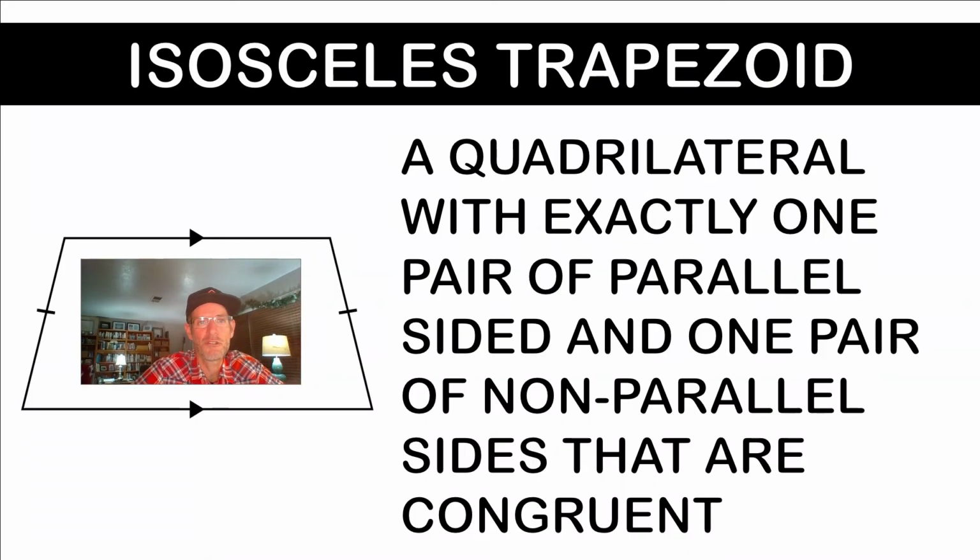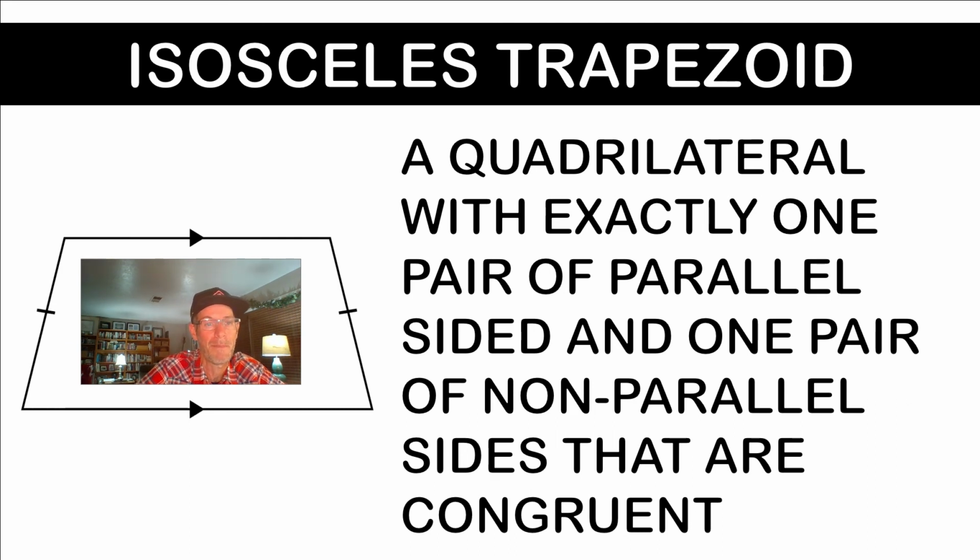An isosceles trapezoid is also not a parallelogram. As you can see, the top has an arrow and the bottom has an arrow showing that there is a pair of parallel sides, but both pairs of opposite sides are not parallel because the one on this side and the one on this side, those aren't parallel. So an isosceles trapezoid is a quadrilateral with exactly one pair of parallel sides and one pair of non-parallel sides that are congruent.